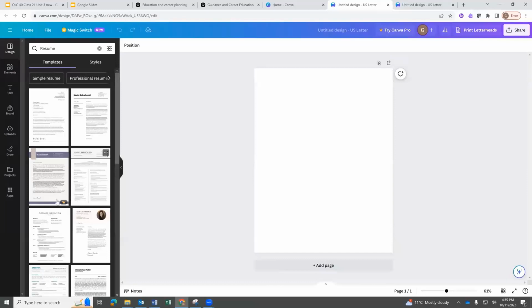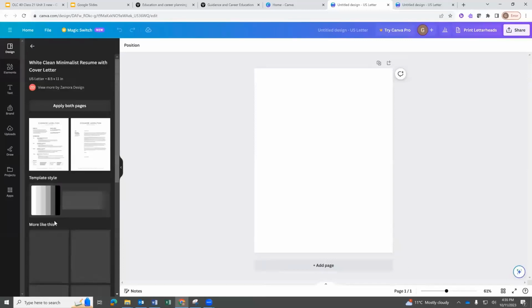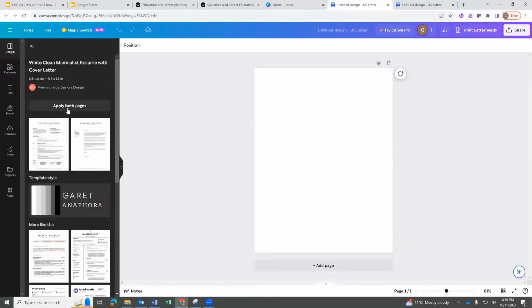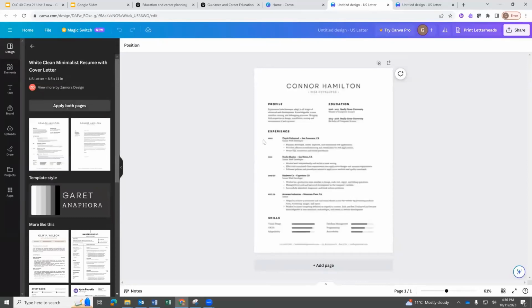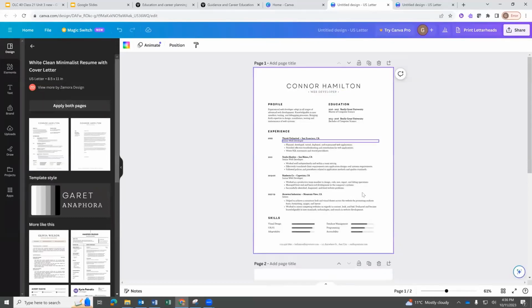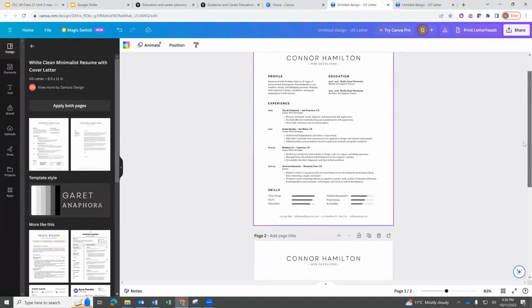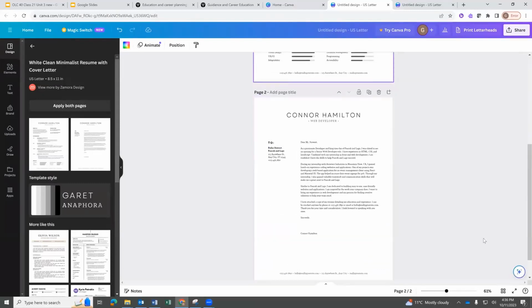Now, if you see this little king sign, it means that it's a paid option. It's not a free option. So obviously then you wouldn't want that. But I'm just going to grab a few things just to show you. So it says apply both pages. Yeah. So here's a very simple kind of chronological resume. Oh, here they've included kind of the cover letter.